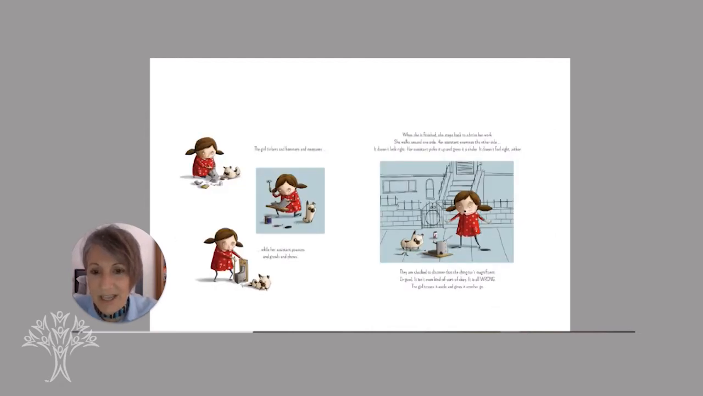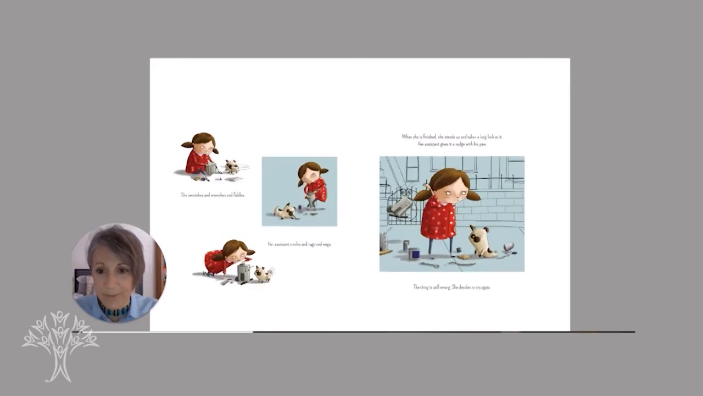The girl tinkers and hammers and measures, while her assistant pounces and growls and chews. When she is finished, she steps back to admire her work. She walks around one side. Her assistant examines the other side. It doesn't look right. Her assistant picks it up and gives it a shake. It doesn't feel right either. They are shocked to discover that the thing isn't magnificent or good. It isn't even kind of sort of okay. It's all wrong. The girl tosses it aside and gives it another go.